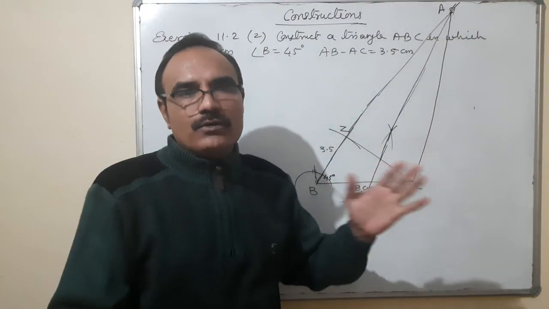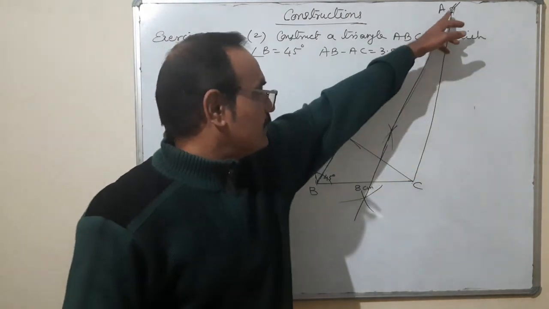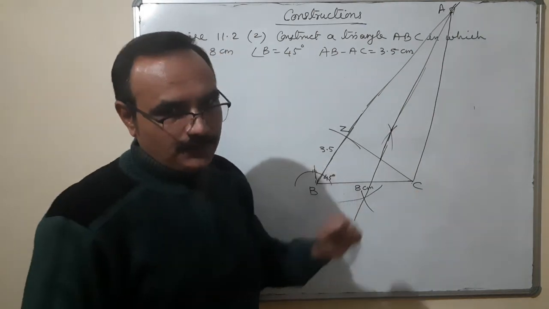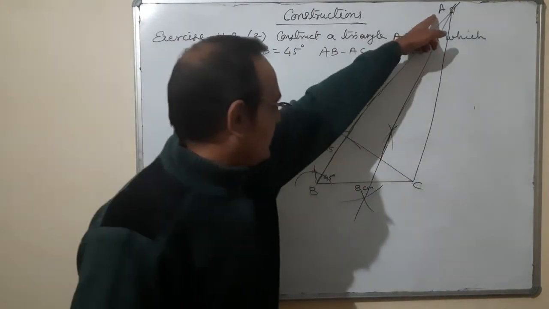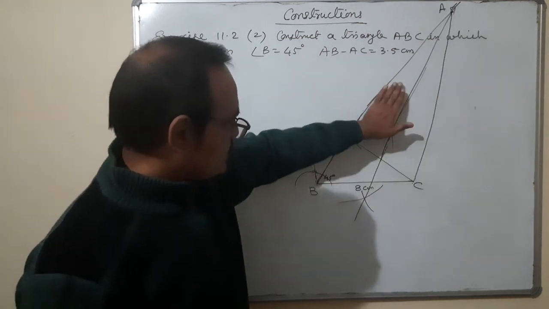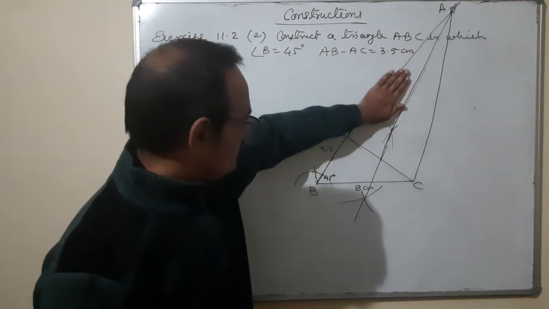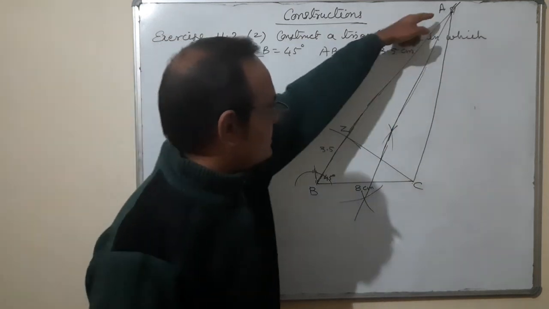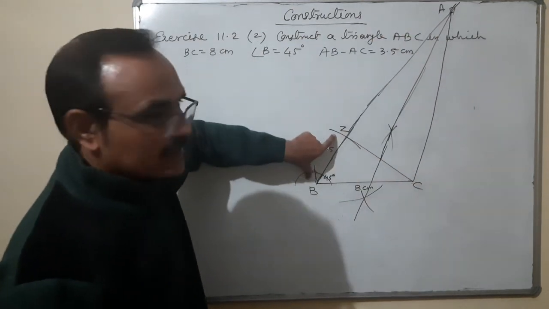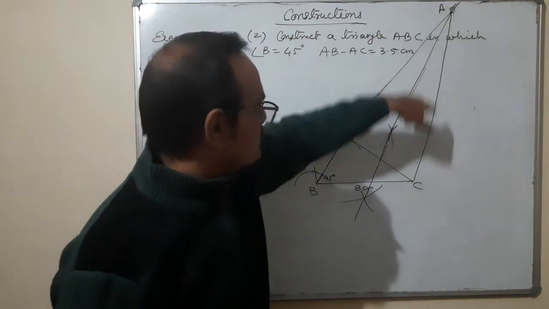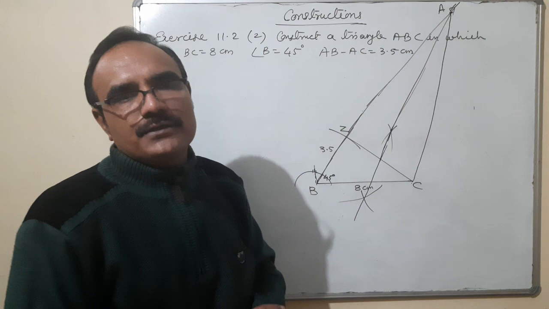The perpendicular bisector is extended as well as BZ is extended. The point where both lines intersect is A. Through point A, we join C. Now see that AB minus AC is equal to 3.5, because the triangles are congruent up to here. That means AZ is equal to AC, and this extended portion is 3.5. So AB minus AC is equal to 3.5.